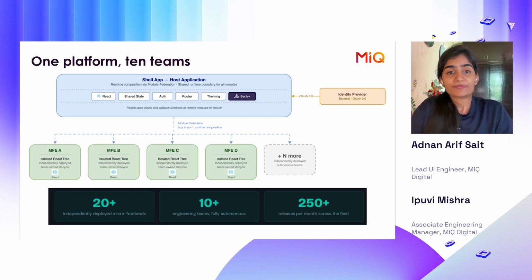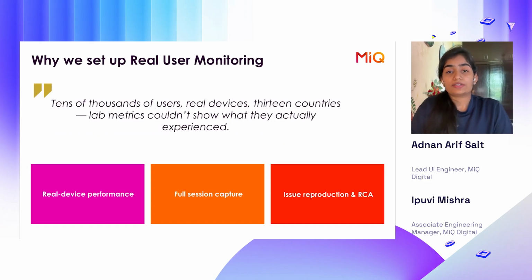The result of it is that we have close to 20 plus independent micro-frontends deployed at MIQ, which are operated by 10 plus teams, where we are doing 250 plus UI releases on a monthly basis. So that's about our product. Now let's talk about the usage. We have 10,000 plus users spread across 13 plus countries.